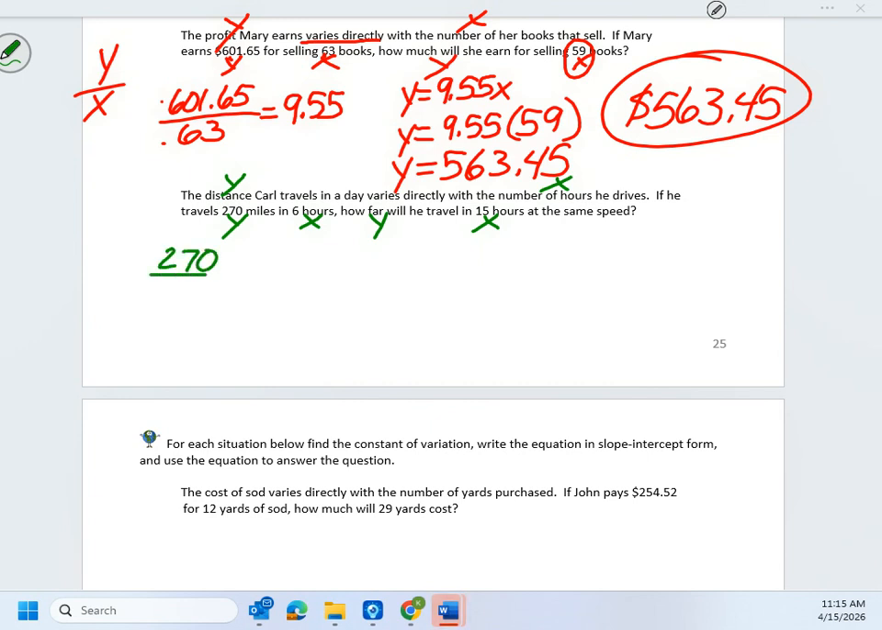270 divided by 6. Y divided by X, 270 divided by 6. What did you get, Ellie? 45. What's my next step? Emily. Y equals 45. Put it into slope-intercept form. Then what, Emily? So Y equals 45 and then 15. So I can fill in my X because I know that. I'm going to keep the Y. That's what I'm looking for. That's my question. So y equals 45 times x.